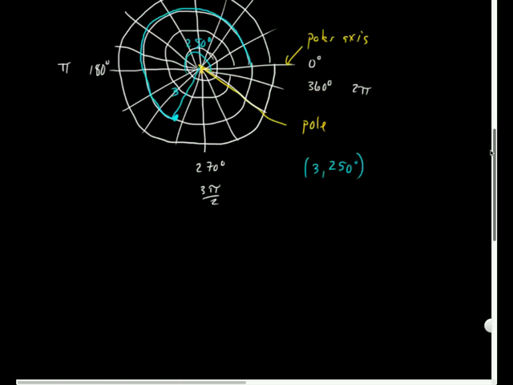So let's plot a couple points real quick. And for these, I'm going to steal some grids from Geometer's Sketchpad. So let's see, plot the following.